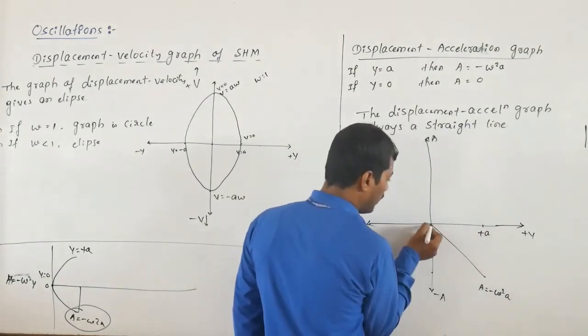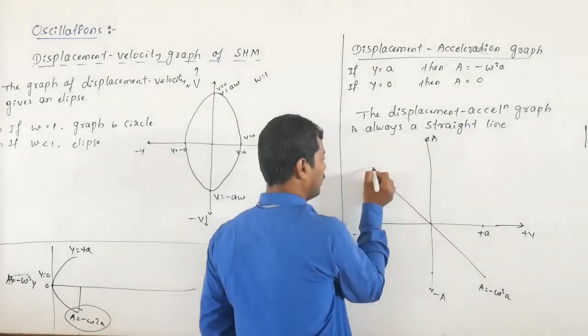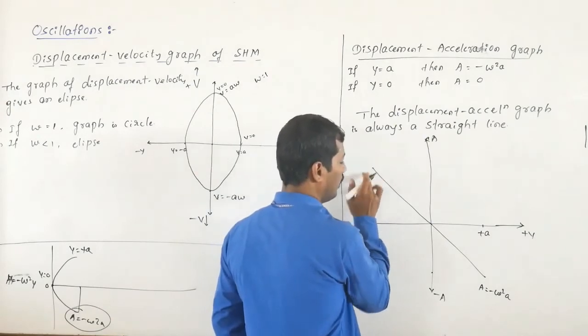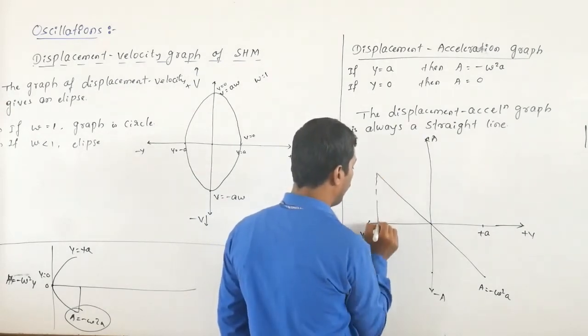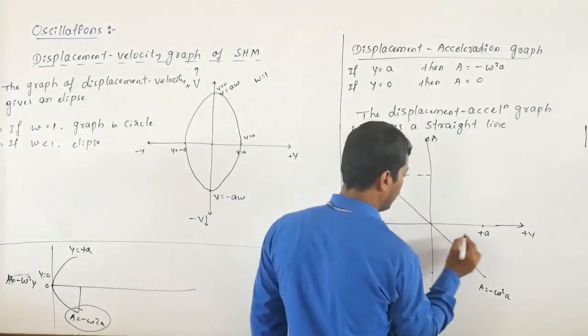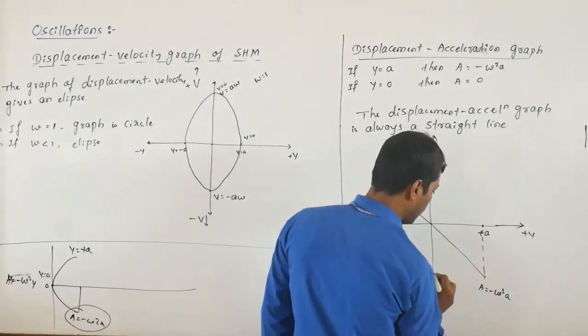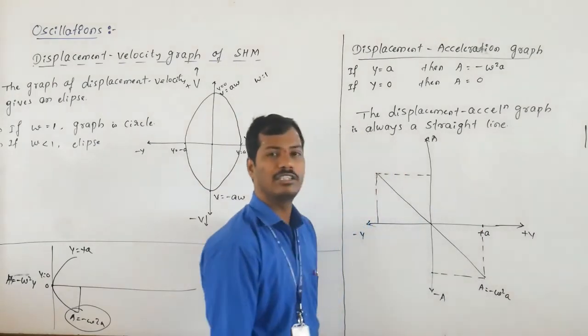And if you draw like this, okay, like this. These are the graphs of what? Displacement and acceleration of a particle executing simple harmonic motion.